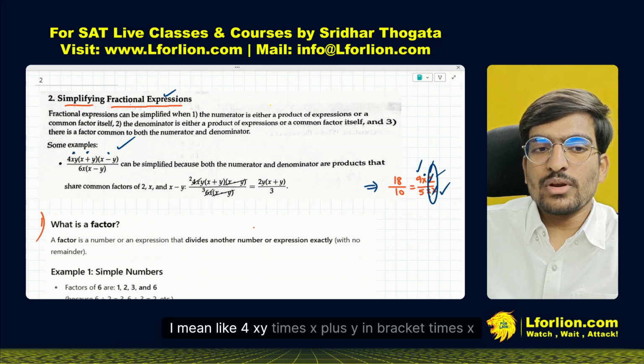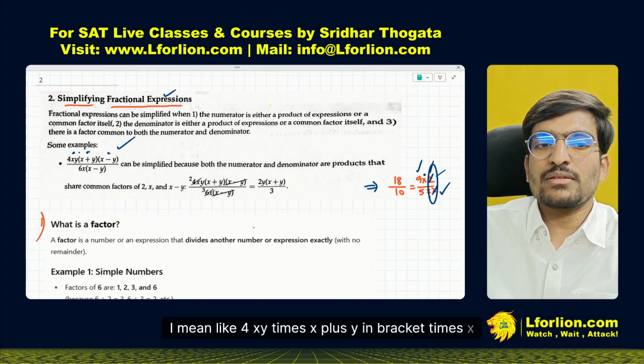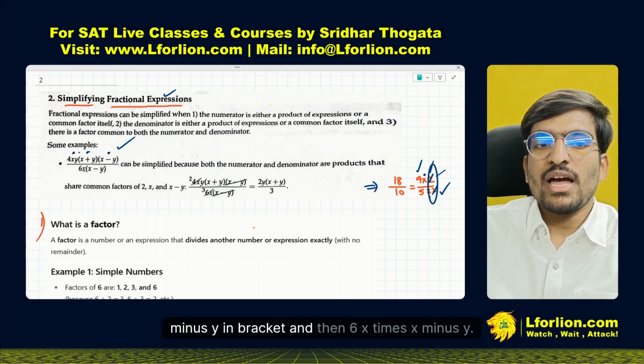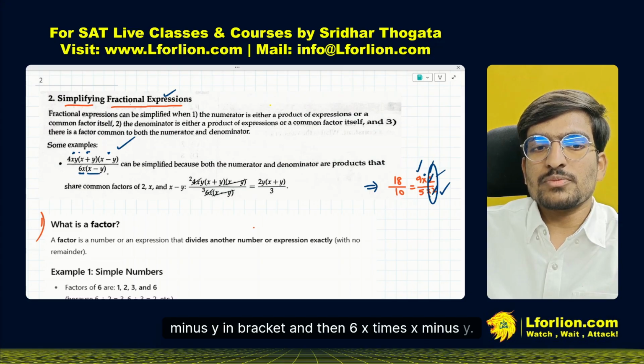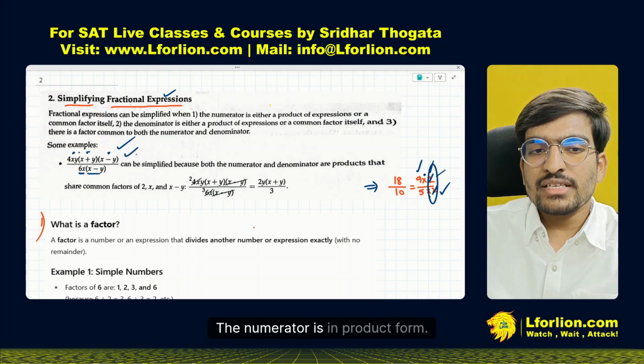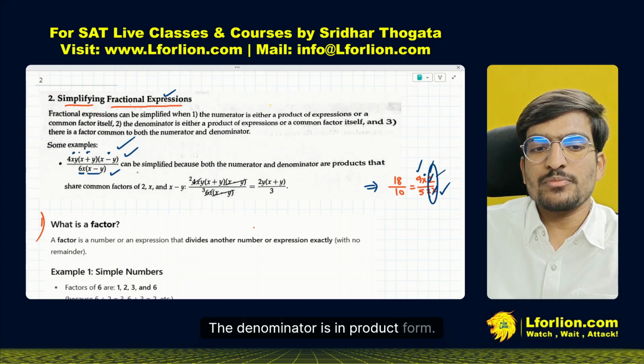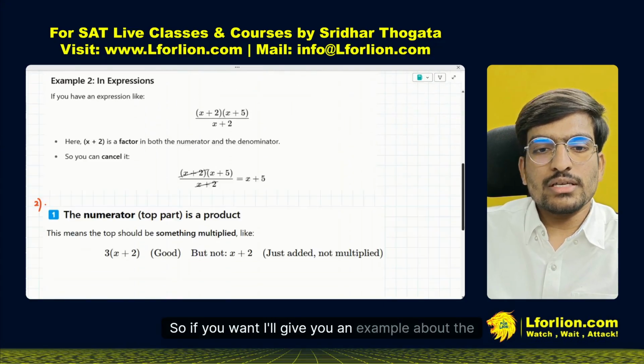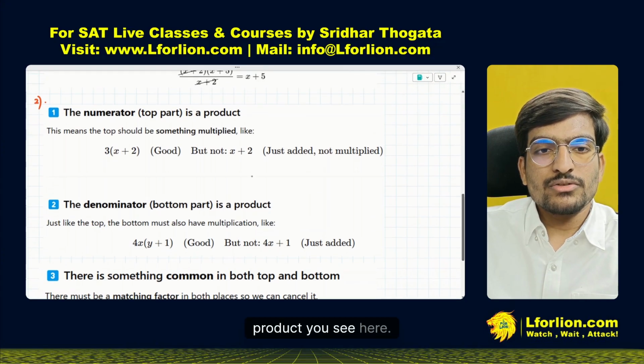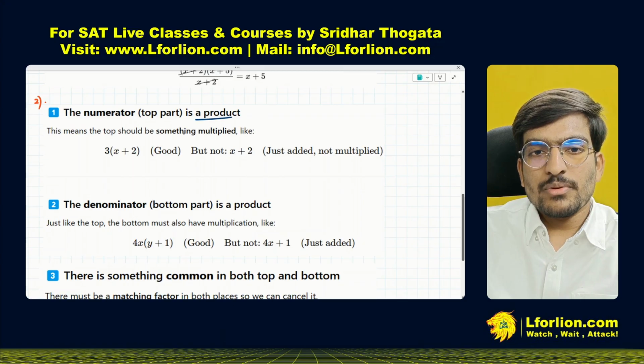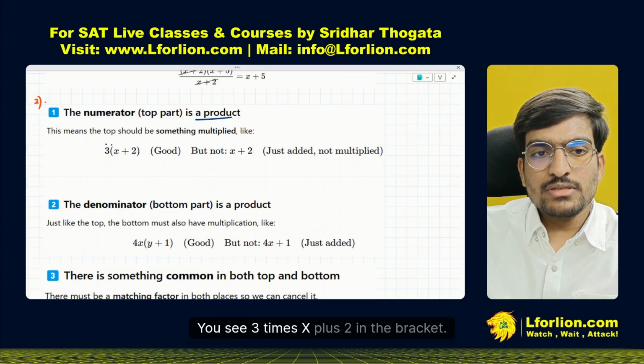I mean, like 4xy times (x plus y) times (x minus y), and then 6x times (x minus y). The numerator is in product form, the denominator is in product form. So if you want, I'll give you an example about the product. You see here, the numerator is a product. You see 3 times (x plus 2) in the bracket.